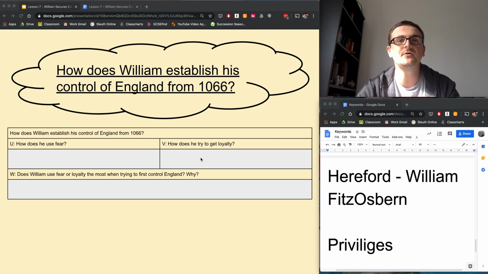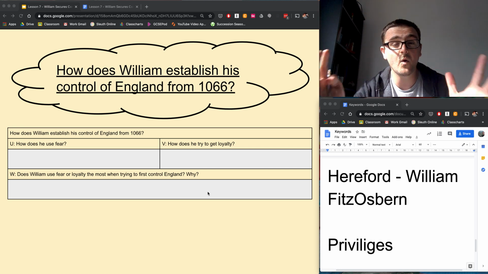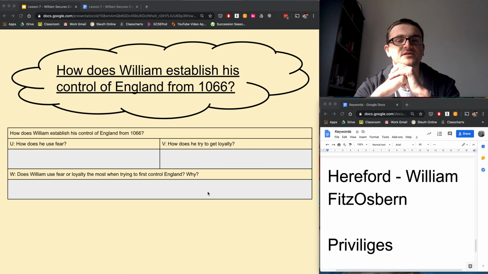And then once you've done both of those in as much detail as possible, can you answer the question in W? Does William use fear or loyalty the most when trying to first control England? Why? Is he mostly going for fear or mostly going for loyalty? And why do you think that? Why is that the thing he's chosen? That last one should be a good few full sentences explaining in full and proving it with knowledge to try and convince whoever's reading it you're right.